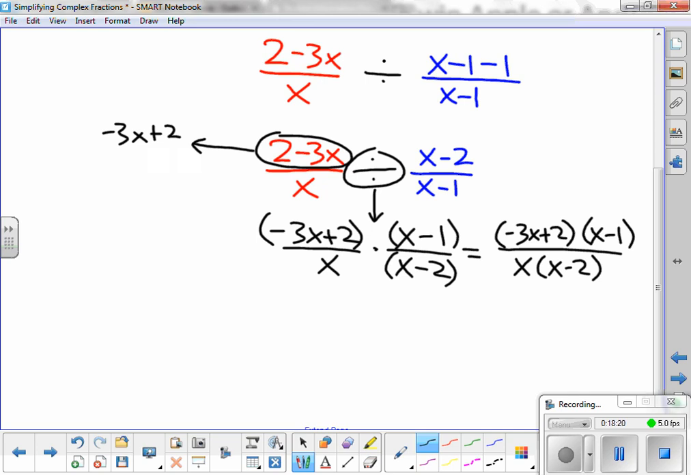Now if you notice, nothing matches on top and bottom, so you're actually done. That's it. Okay? If anything matched up, then you would cross it off, and that would cancel out. So, yeah. But it doesn't, so that's done.